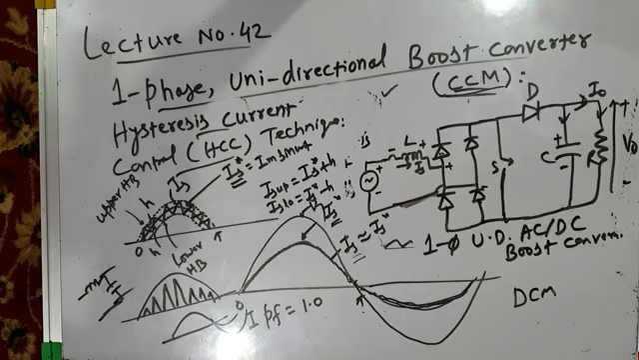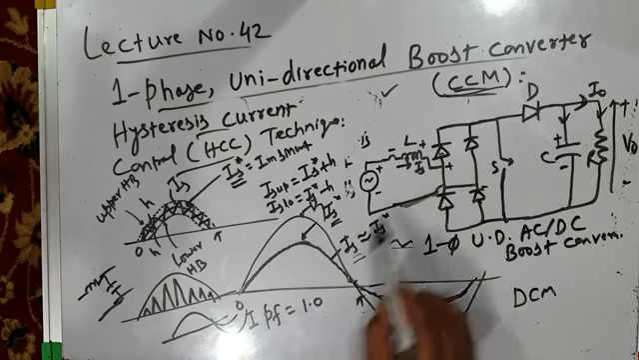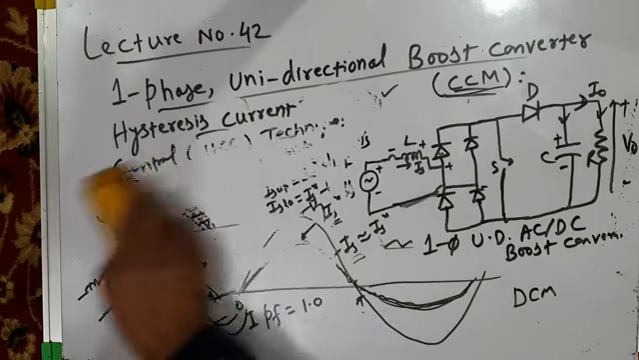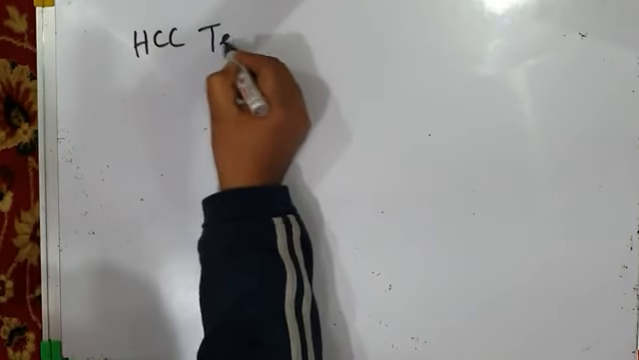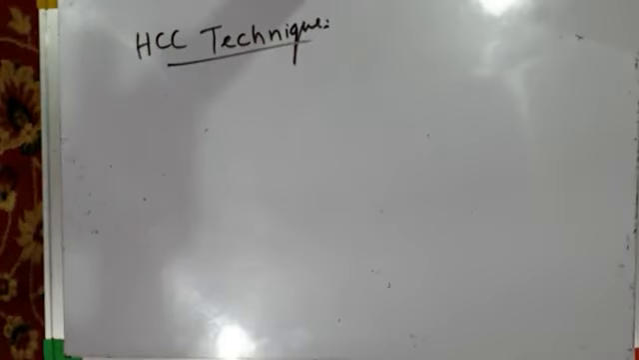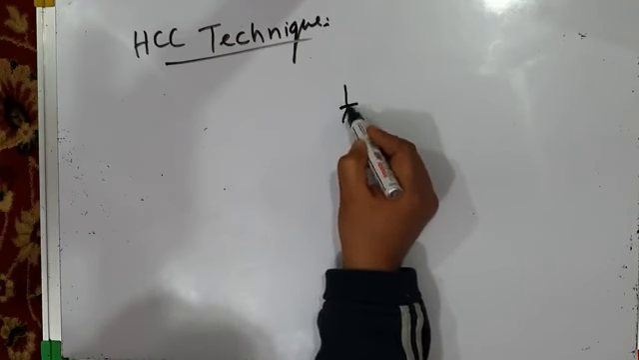But the problem with continuous conduction mode of operation of a single phase unidirectional boost converter is that you need a current control loop for making this current continuous and sinusoidal. To understand that, let me explain with the help of a schematic diagram of the hysteresis current control technique, the HCC technique, which you use here, and which is also a type of PWM method. It's also a pulse width modulation technique. Let me explain that in detail.